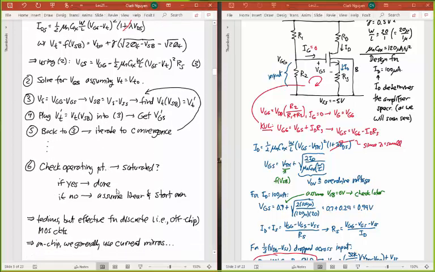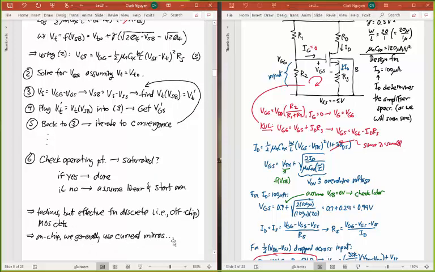And so, yeah, there's iteration going on. It's tedious, but it's effective for discrete off-chip MOS circuits. I should say now that on-chip, we don't do this much stuff. We're not using resistors like this on-chip. We're actually using what's called current mirrors. And so let's talk about that just a bit.